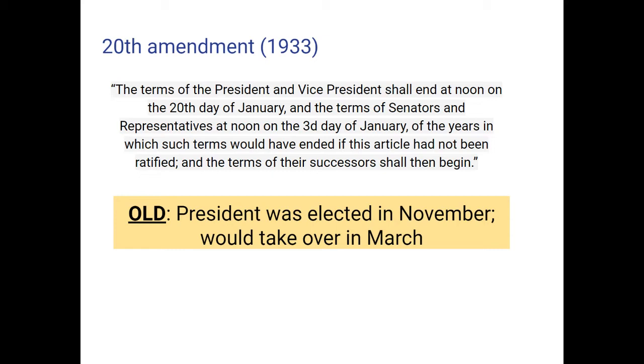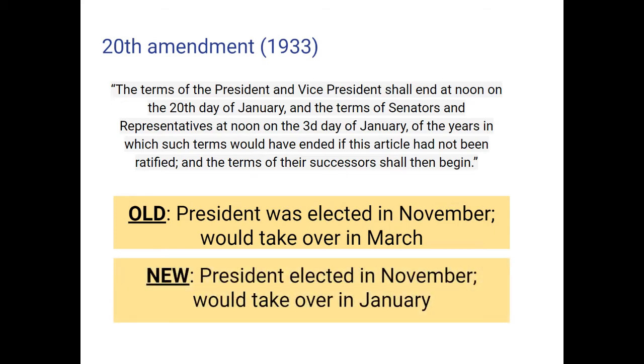especially if a president was running for re-election and they lost. They would still be there from November to March until the newly elected president took over. It was decided that was way too much of a gap. So the 20th Amendment moved it up so that you'd still have election day in November, but the new person would start in January.